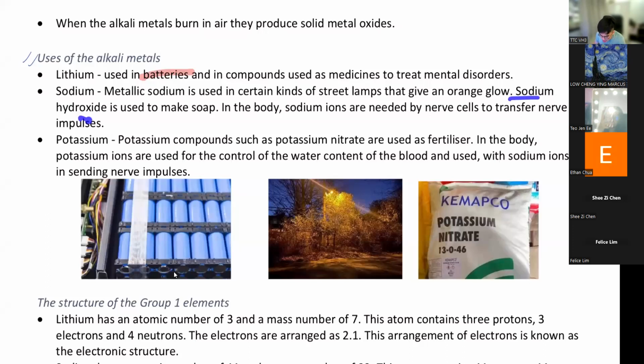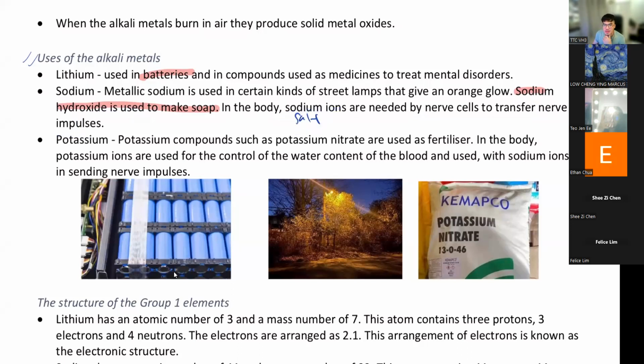Sodium hydroxide is used to make soap. Quite important, you'll be learning this in Year 10 chemistry. In the body, sodium ions are needed by your nerve cells to transfer nerve impulses. Your nerves use sodium to work. Your brain uses sodium to work. That's why salt is very important. You get your sodium from your salt.